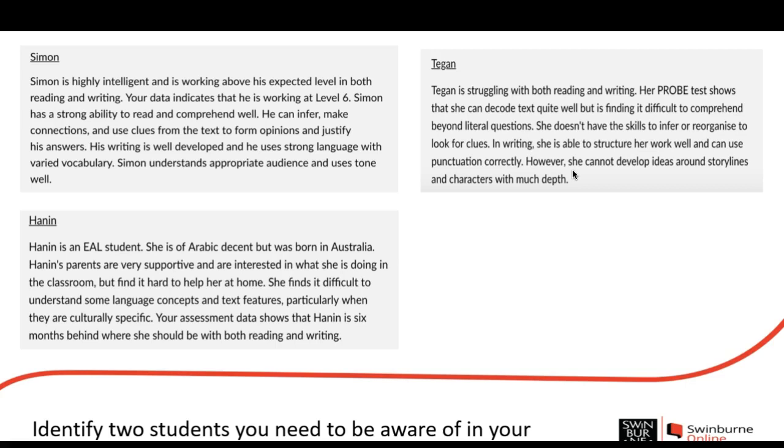So overall, we're going to start off our piece with just an overview of what we've found about the student. It doesn't mean that you need to rewrite the whole thing, but just give us an idea on what's happening with that particular child. So we're just identifying two of the students and talking about some of the key features with them.